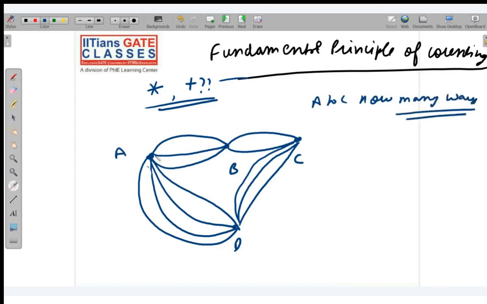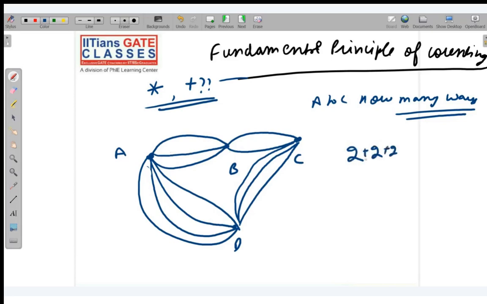I will say you pick one highway from A to B like this. You pick this highway. Now there are 2 ways to reach from B to C. Similarly, when you pick the second highway, again there are 2 ways to reach from B to C. When you pick the third highway, again there are 2 ways to reach from B to C. So what kind of sense are we getting? When I pick one highway, I am getting 2 ways. When I pick the second highway, I'm getting 2 ways. When I pick the third highway, I'm getting 2 ways.